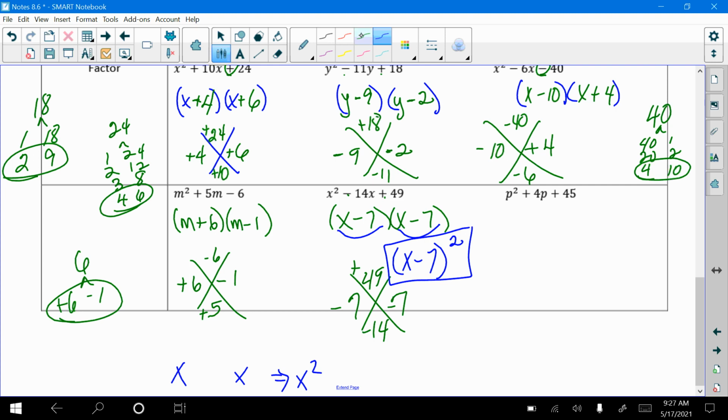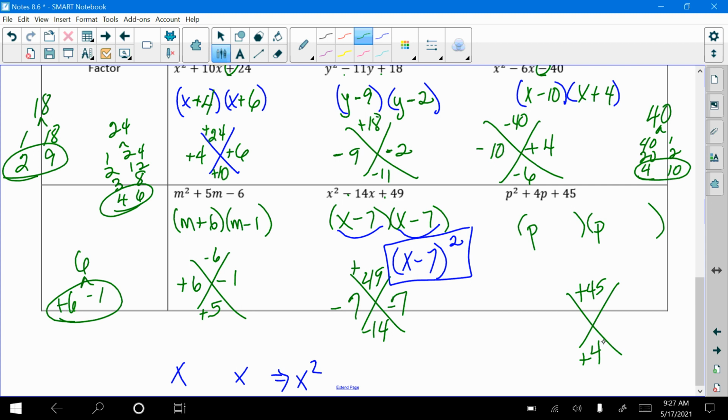The next one, I've got a P and a P, 45. So I've got a positive 45 and a positive 4. Factors of 45 that add up to 4. Well, I can think 9 and 5, but that doesn't add up to 4.